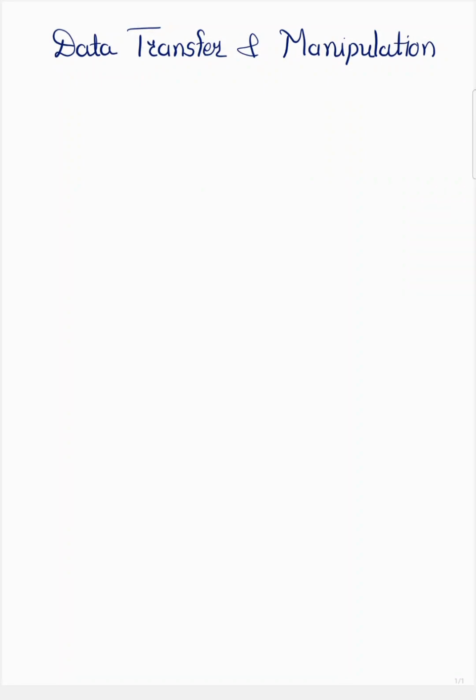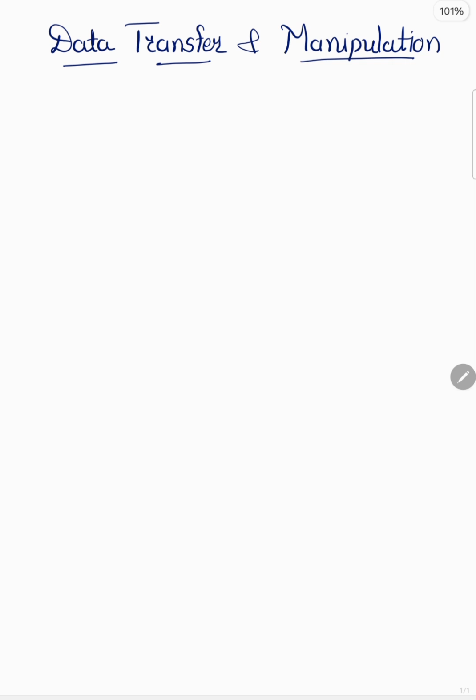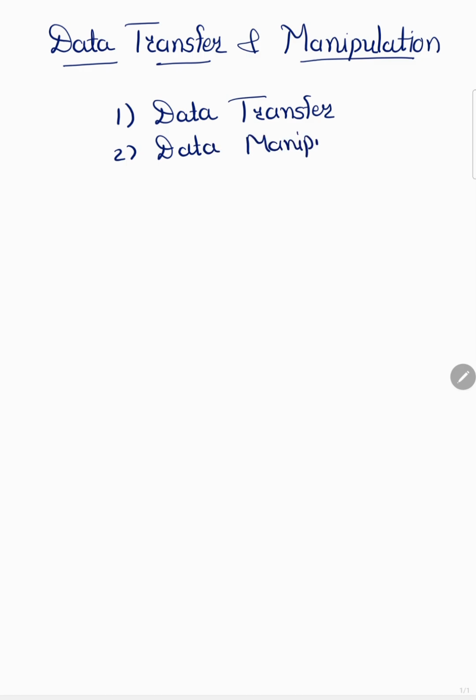Hello everyone. So in this lecture of COA we are going to learn about data transfer and manipulation instruction. So basically the instructions are divided into three parts in a computer, right? So first we can say that is a data transfer instruction. Then next comes data manipulation instruction. And the third one is program control instruction.